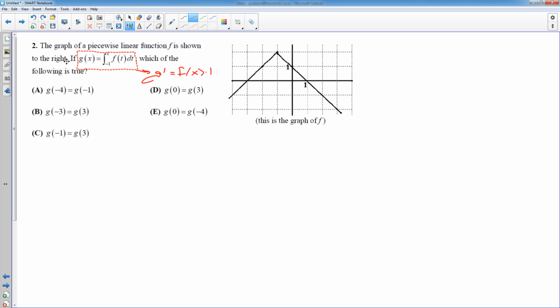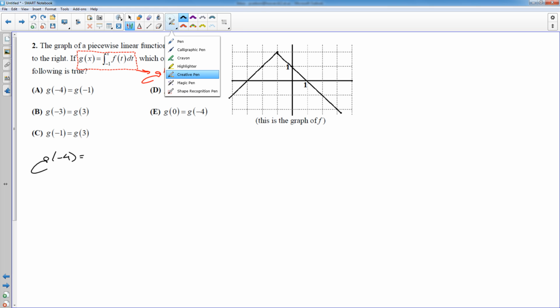Now I'm going to finish reading the question. Which of the following is true? Let's see, they asked for g. It's a whole bunch of values of g, so it actually turns out my derivative is unnecessary. But let's look at question A. It asks about g of negative 4. Well, if you remember back to algebra 1, g of negative 4, I simply am going to plug in negative 4 for the x's, right there and right here.